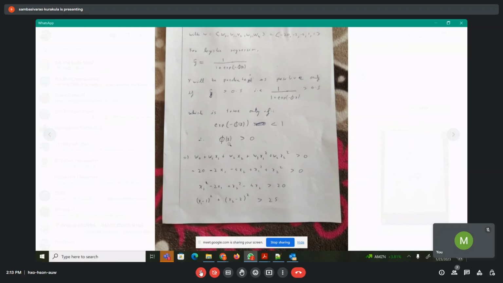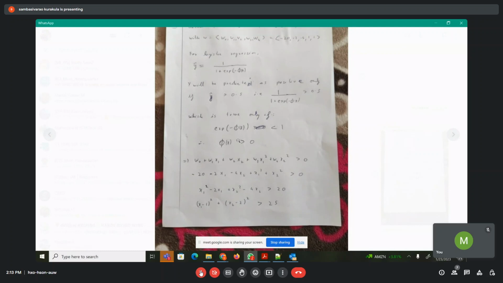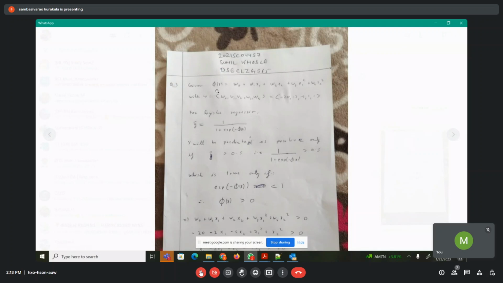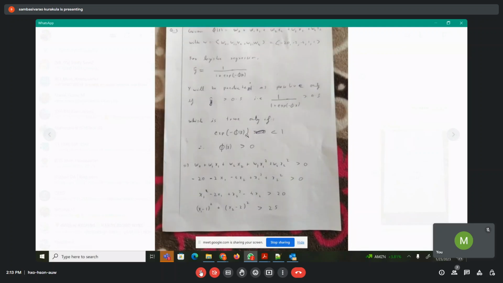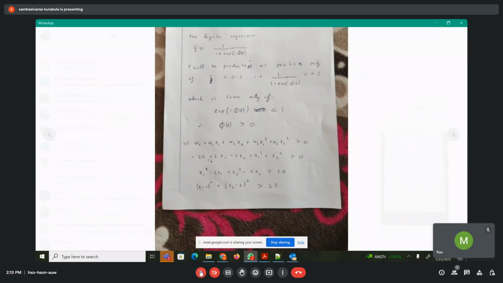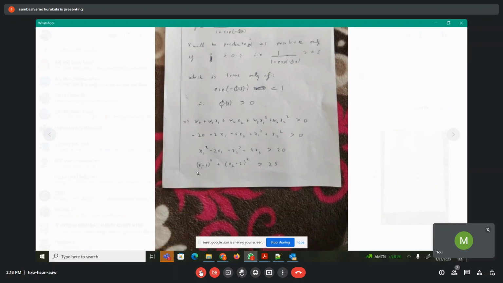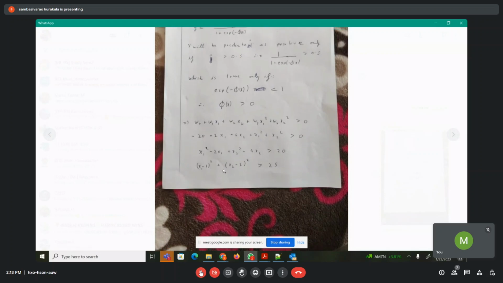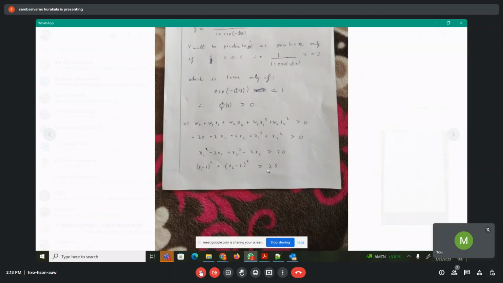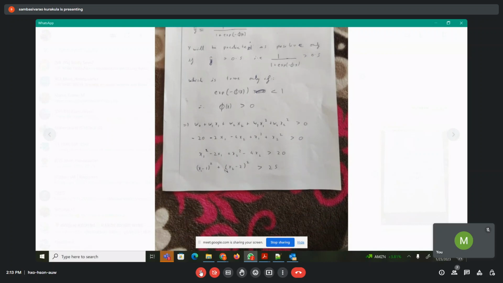So theta x should be greater than 0. We agreed, right? If it is agreed, theta x is already given in the question. You see, this is the equation, and we know it has to be greater than 0. We simply substitute the values, and if you simplify, you will get x minus 1 whole square plus y minus 2 whole square greater than 25. This is the equation of a circle.